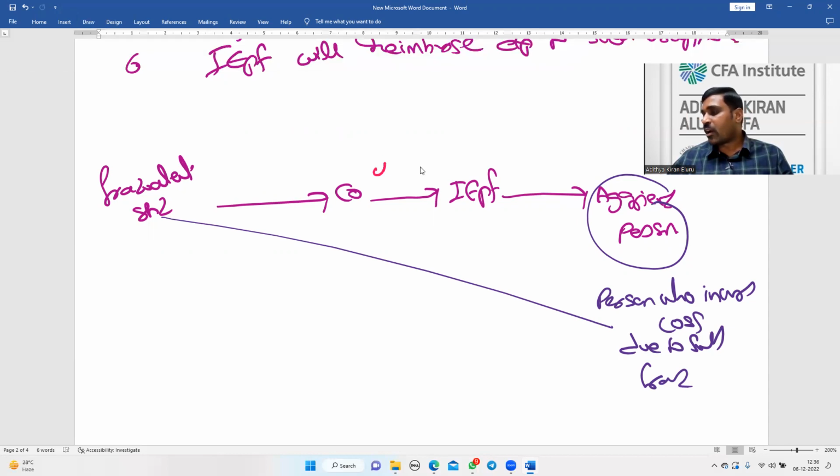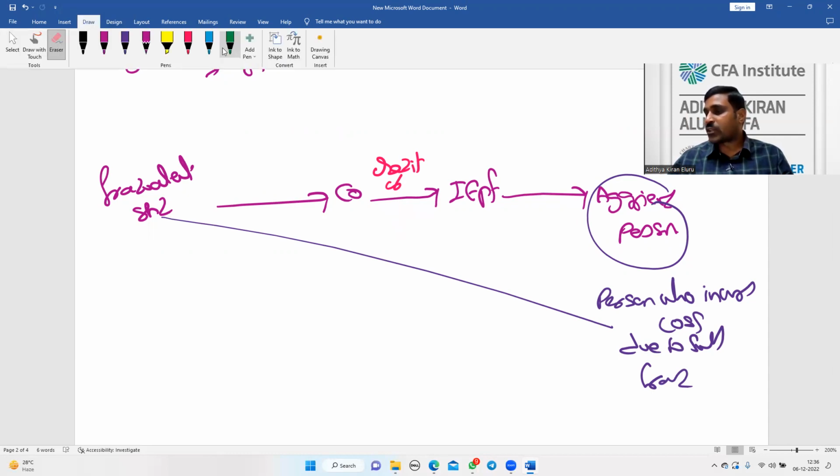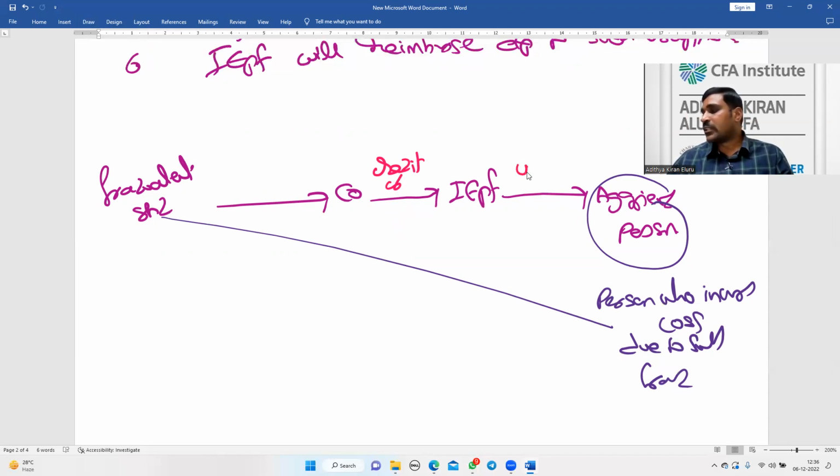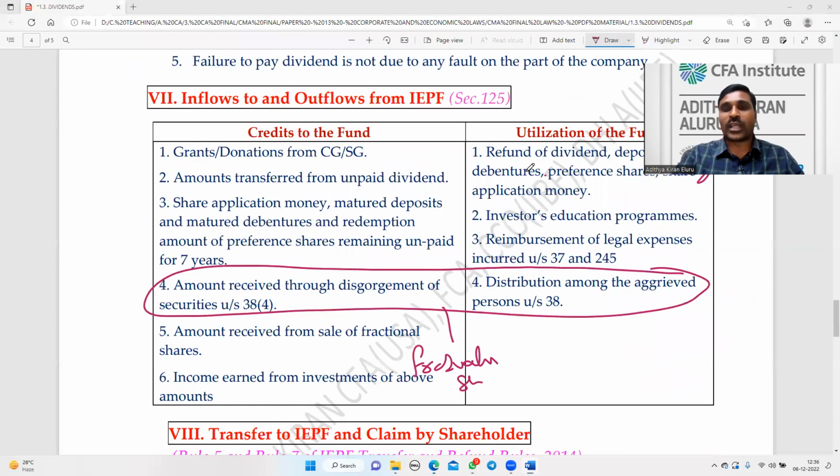So this is credit or receipt to IEPF, credit or inflow of funds to the IEPF, and this is utilization from IEPF. Same amount: the company collected from the fraudulent shareholder and paid that amount to the IEPF, and the IEPF is paying that amount to the aggrieved persons. Therefore, the same amount will be shown both as a credit and as a utilization. So these are the inflows and outflows from the IEPF.